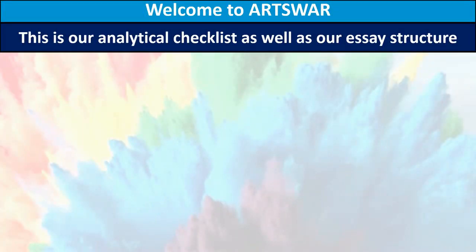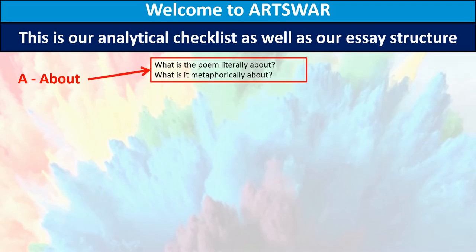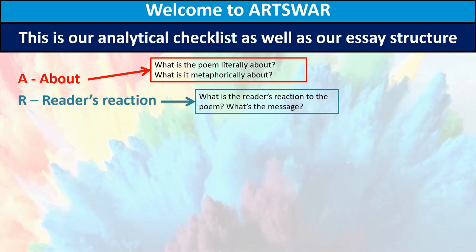And what is ARTSWAR? So, first of all, we say what the poem is about, and the poem is going to operate on both a literal and a metaphorical level. So, what's it literally about? What's it metaphorically about? We then want to talk about the reader's reaction to the message. Every poem written ever is the writer or the poet's message to us. So, what is that message? What is it telling us?